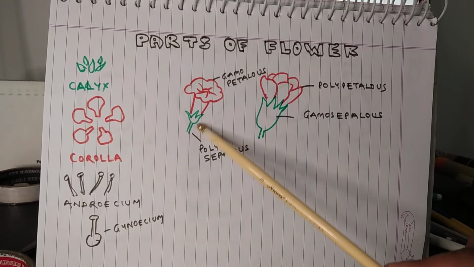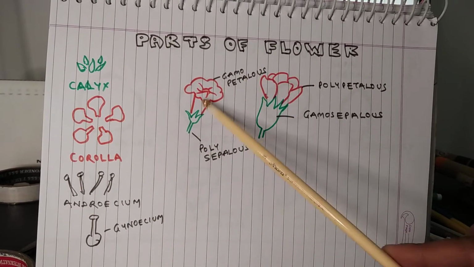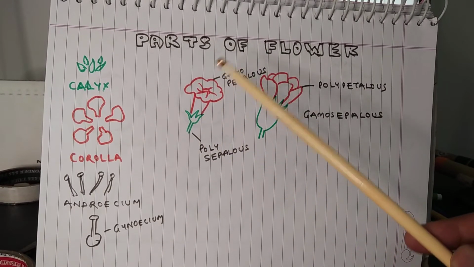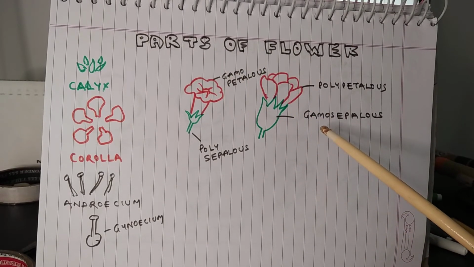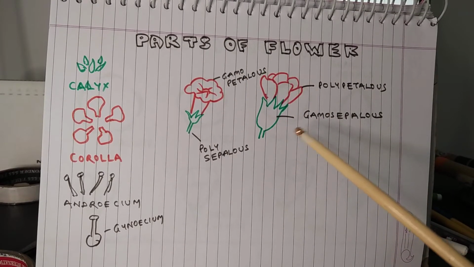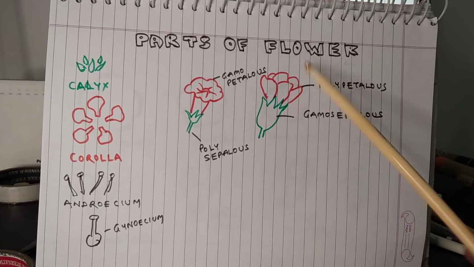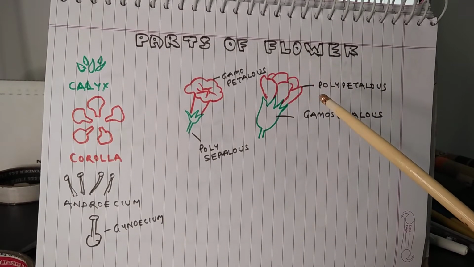In this case, sepals are free, so this is polysepalous, but petals are united. They are making a tube-like structure. You can observe this in many flowers. In this case, sepals are united, so this is a gamosepalous flower, but petals are free. So, this is a polypetalous condition. This can be seen in many flowers.